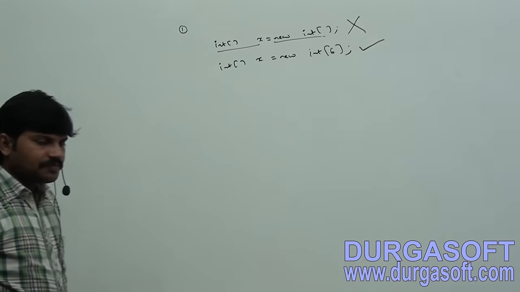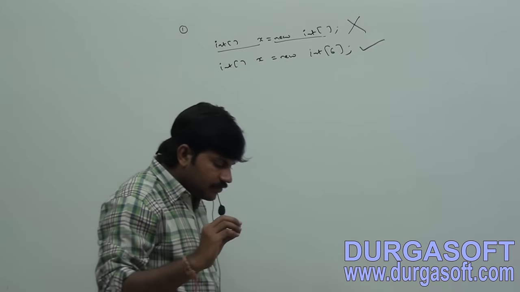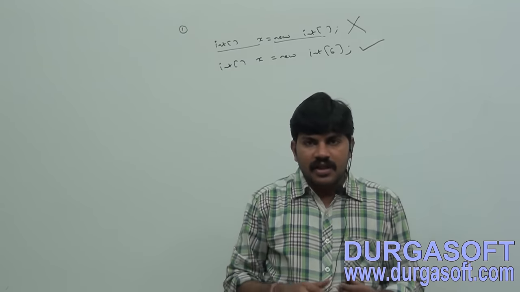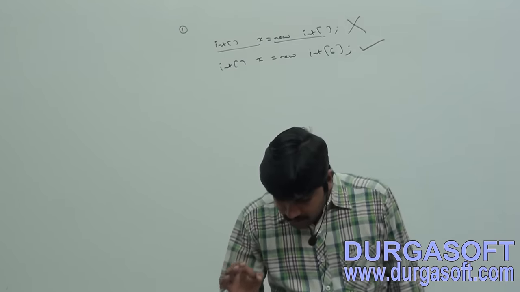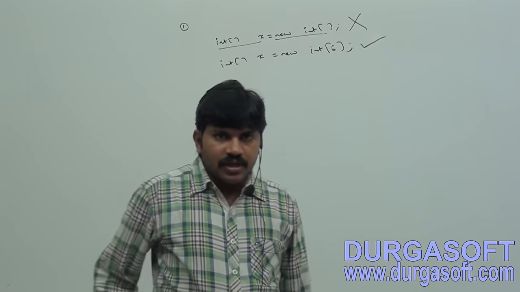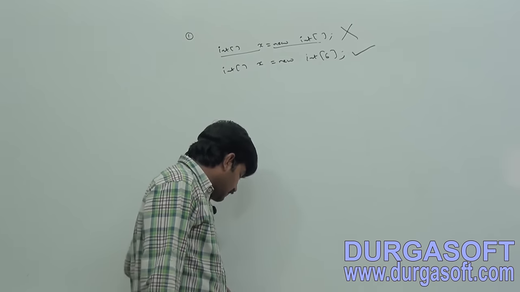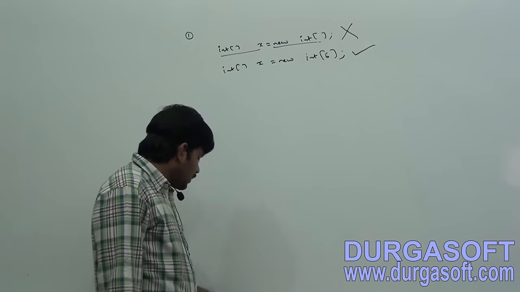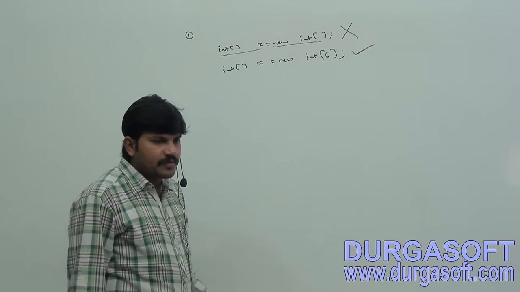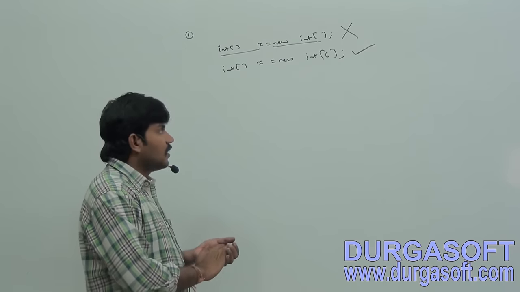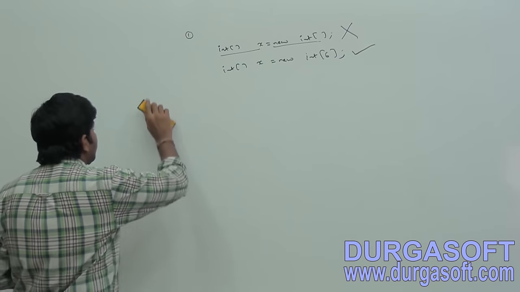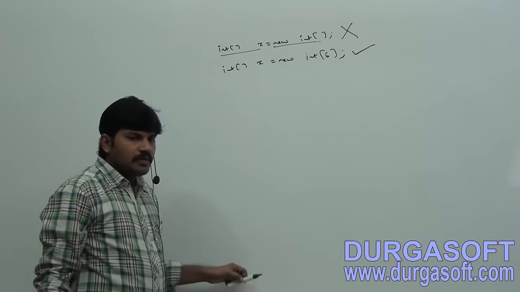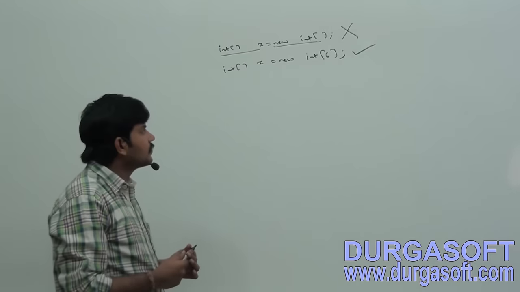Valid. Okay, add that as the first point: at the time of array creation, we compulsorily should specify the size. Otherwise, we will get a compile time error.